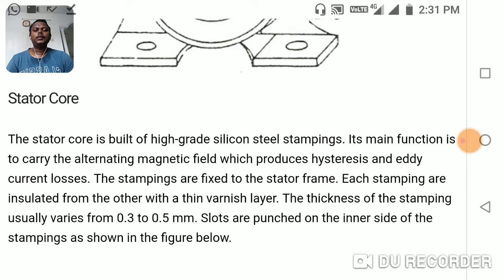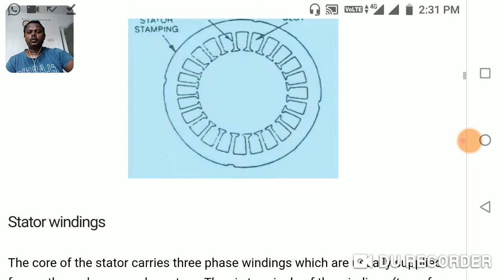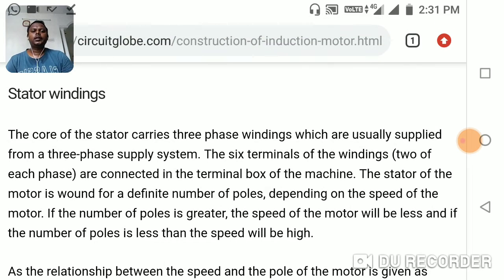The slots are punched on the inner side of the stamping as shown in the figure below. So here you can see the diagram that it shows the slot, the tooth which is the groove, and the stator stamping. Next thing is the stator winding. The third thing, the core of the stator carries three-phase winding which are usually supplied from a three-phase supply system.